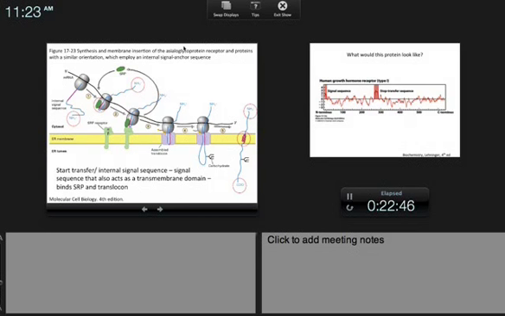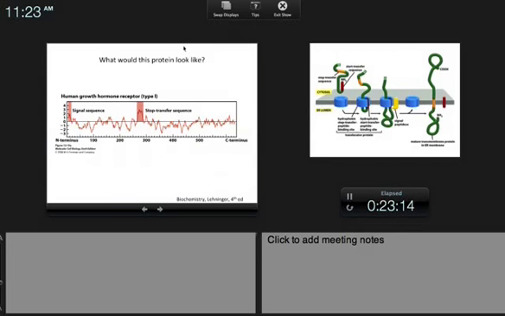And then you're going to get continued translation until the end. And then the amino terminus, in this case, will be on the cytosolic side. And the carboxy terminus will be on the luminal side. Notice there's no cleavage of the signal sequence because it's acting as a transmembrane domain as well. Okay, so remember we looked at this hydropathy plot the other day.